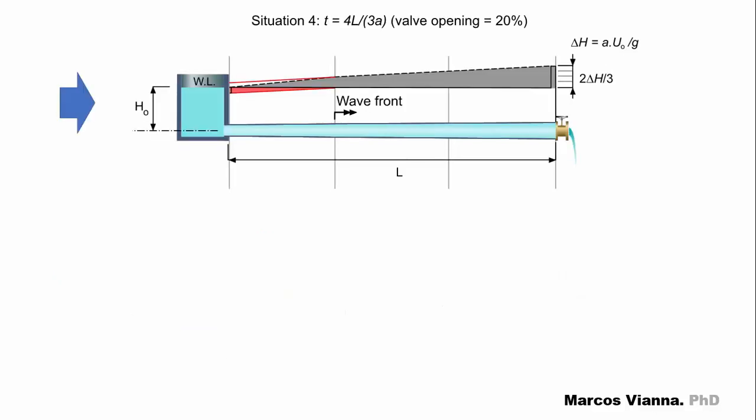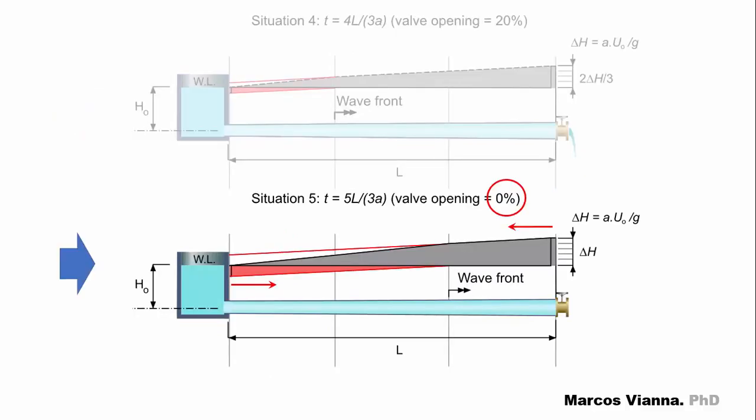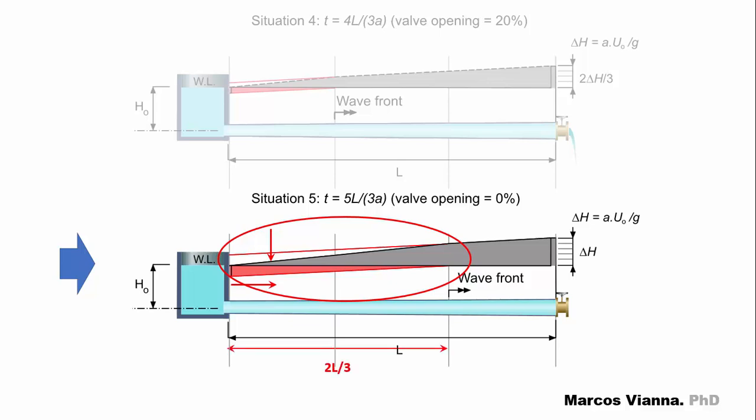And here it goes, and here's what happens 5L over 3A seconds after the beginning of the closure operation. The valve is completely shut. This will be the configuration of the piezometric line along the pipeline. Part of the pressures in the pipeline near the reservoir will be attenuated by the waves that were reflected and that are now traveling towards the valve. This happened at 2/3 of the total length.